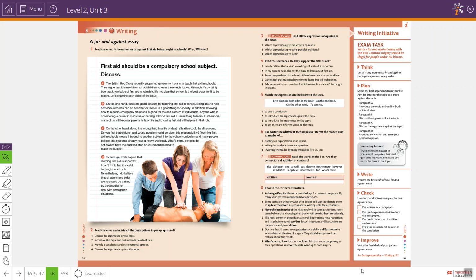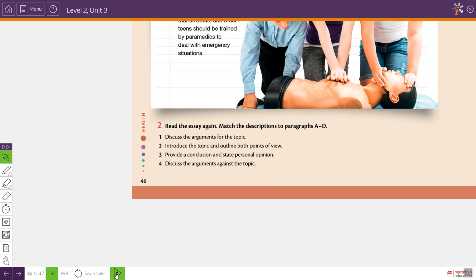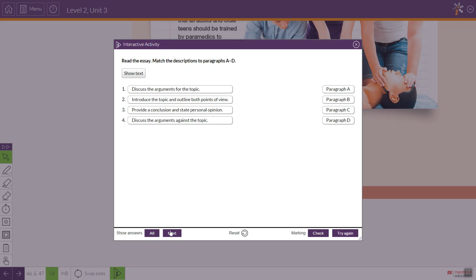But just in case, I'm going to go over it with you, because I want you to write a for and against essay, and I want you to have all the information. Okay, well, this is your model. And I suppose that you have answered these questions that will give you the basic structure of the essay. I'm going to show you all the answers, just in case.